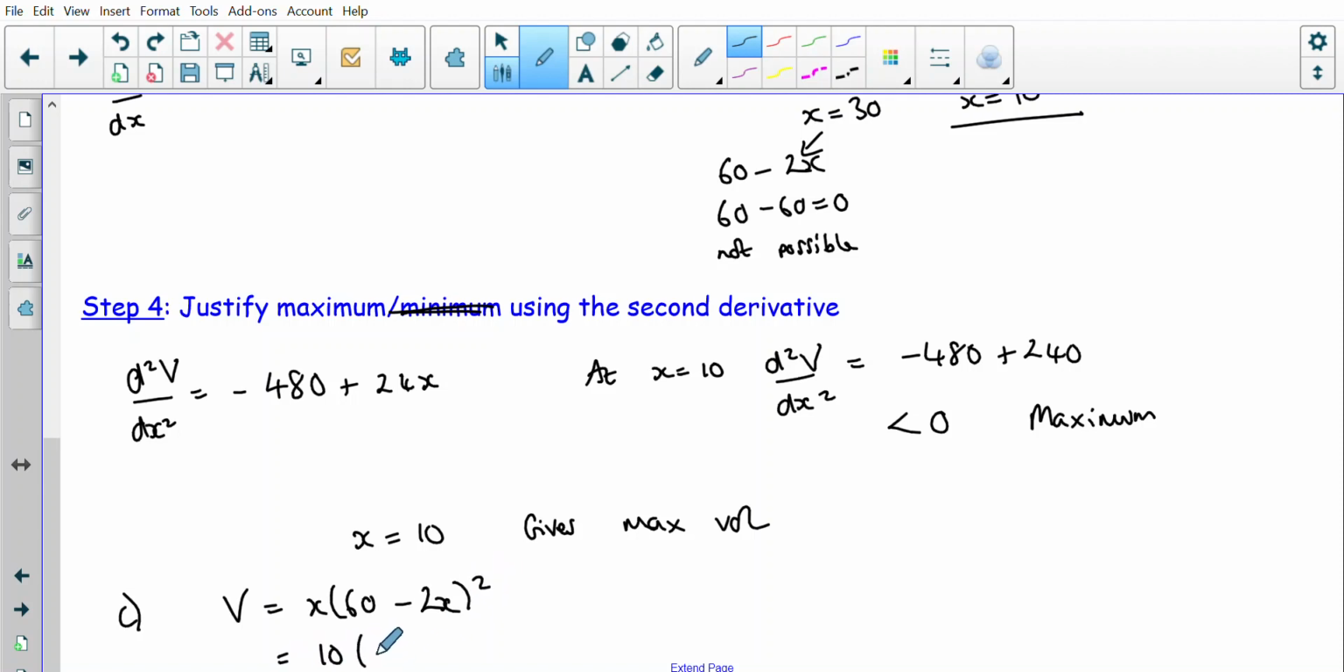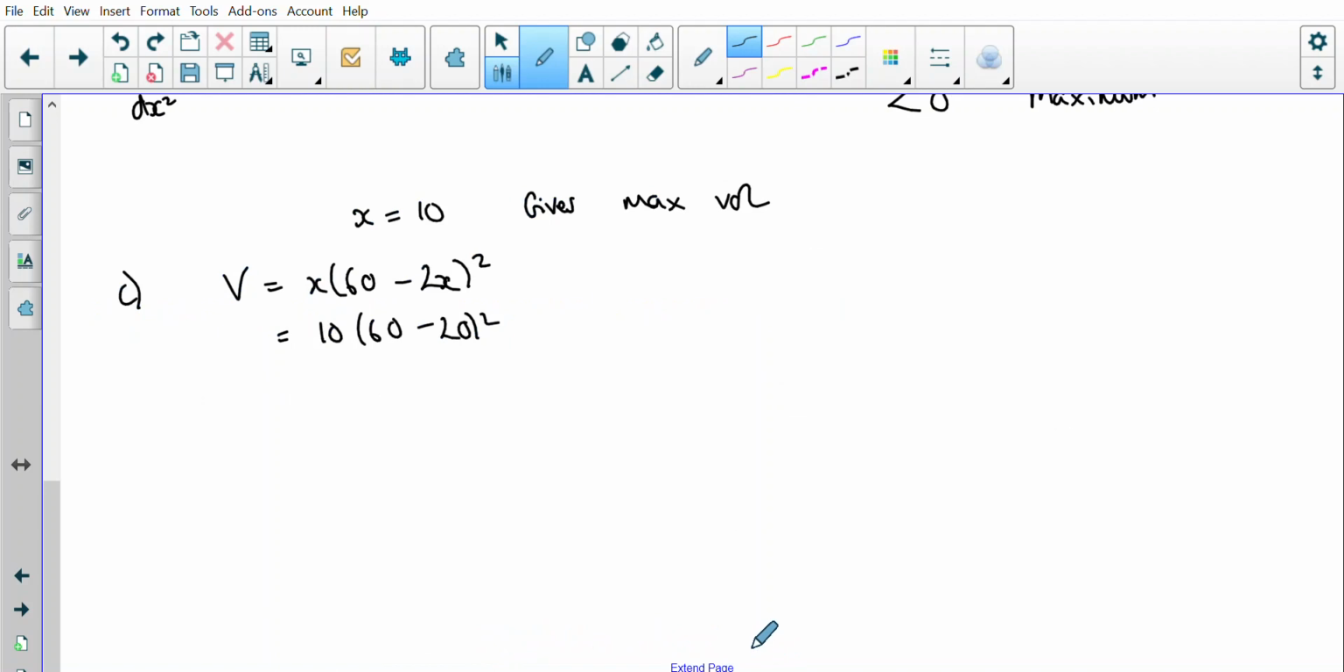So we get 10 times (60 minus 20) squared. So 10, 60 minus 20 is 40. So 10 times if we square 40, we're going to get 16 plus 2 zeros. So I get 16,000 for my volume. And we're working in centimetres, so that's in centimetres cubed.